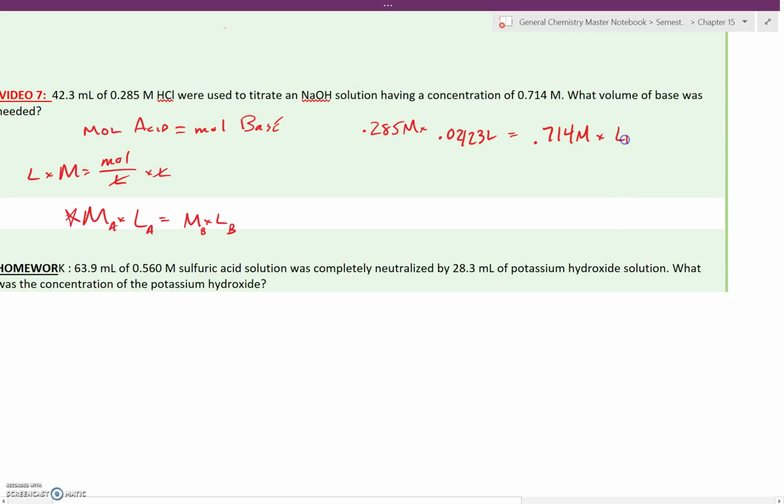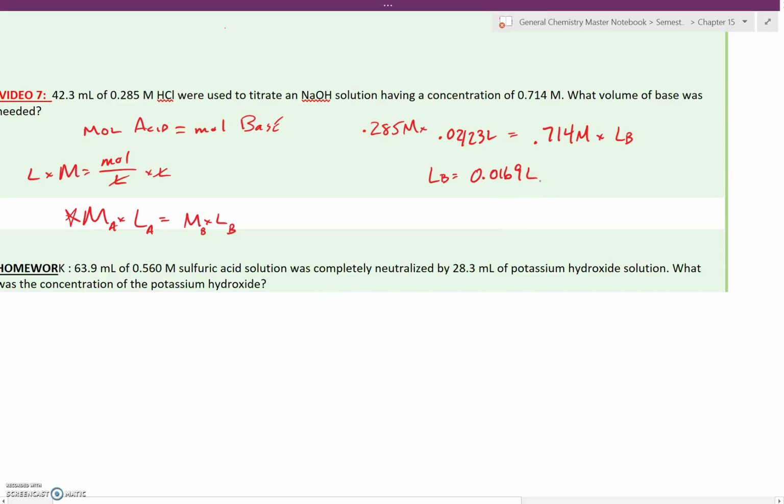So we'll just put LB. And so now, when we're trying to figure everything out and solve, we'd multiply 0.285 by 0.0423, and then divide by this 0.714. Once we do that, we get the liters of our base has to be equal to 0.0169 liters.